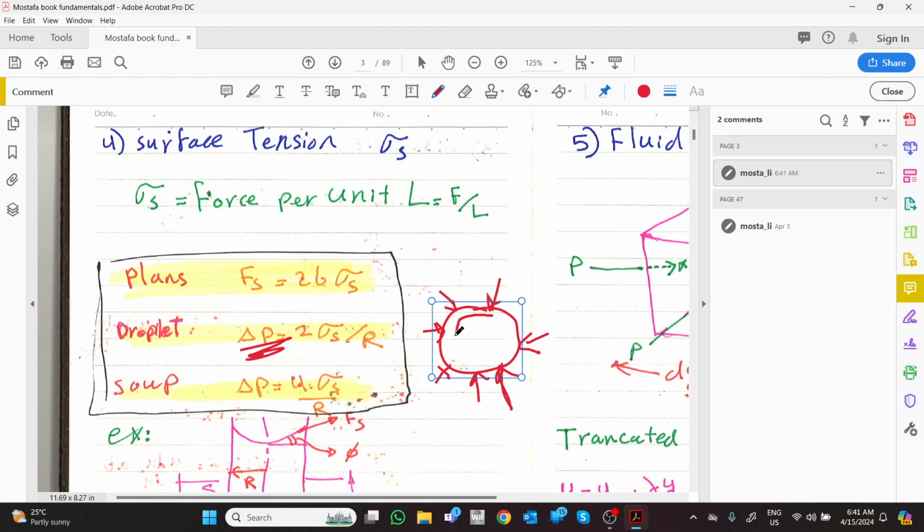Because in the soap bubble, you also have force going in this direction from inside. So we have two surfaces, okay? Now let's go.